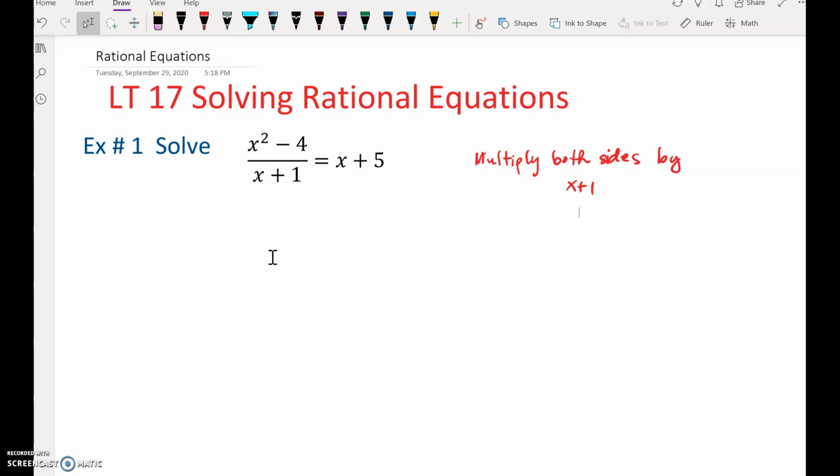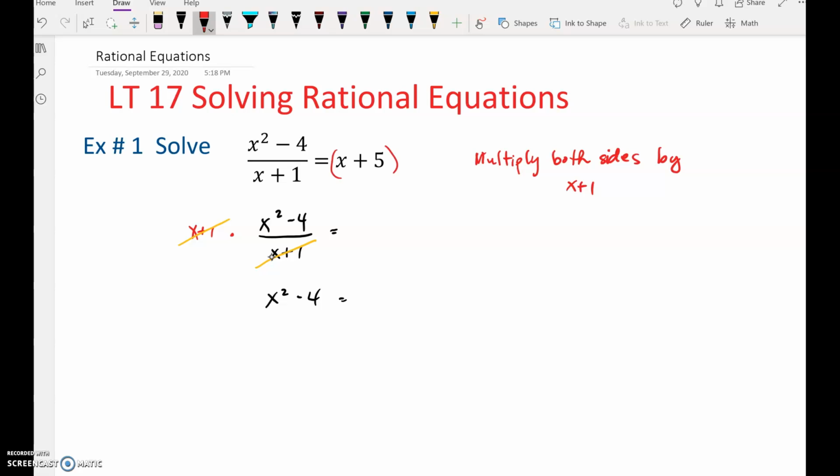So doing so, on the left side, I'll still have this x squared minus 4 over x plus 1, and multiply this by x plus 1. And what will happen here is your x plus 1 on the denominator and this x plus 1 are going to get cancelled, giving you only your numerator, x squared minus 4, on the left side. But remember, you also have to do that on the right side.